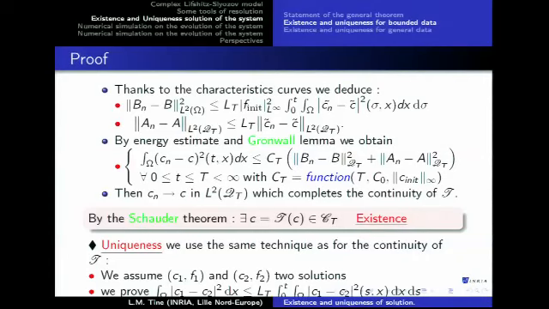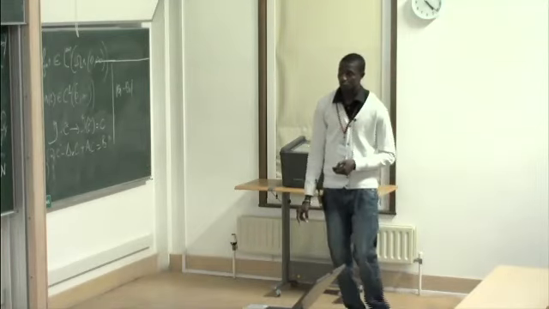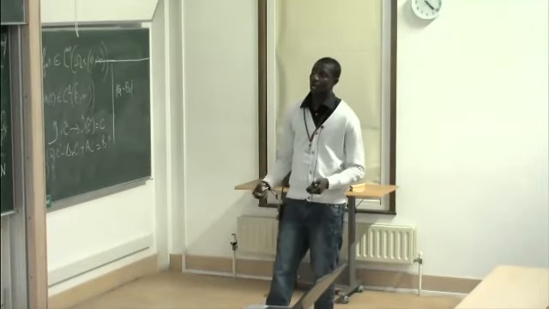For the uniqueness of the solution, here we use the same technique that we did in the continuity part when we proved the continuity of our mapping. We assume here that we have two solutions, C1, f1 and C2, f2, and we start from the same initial data. We prove the following estimate on C1 minus C2 in L2 norm. And then we apply Gronwall lemma to see that C1 is equal to C2. That proves our uniqueness result.